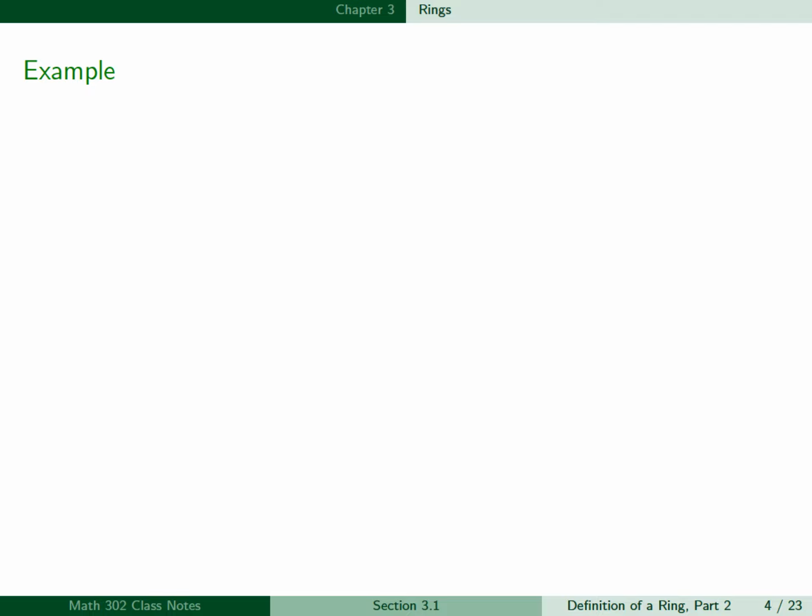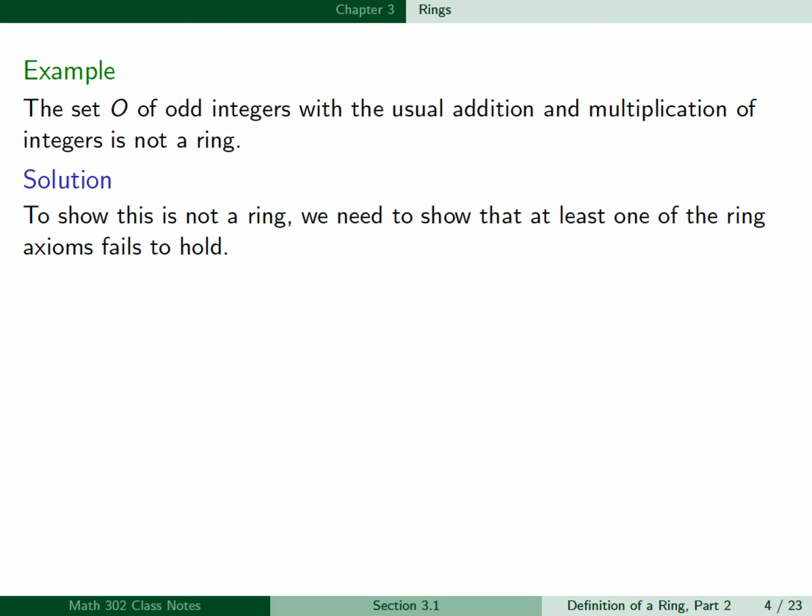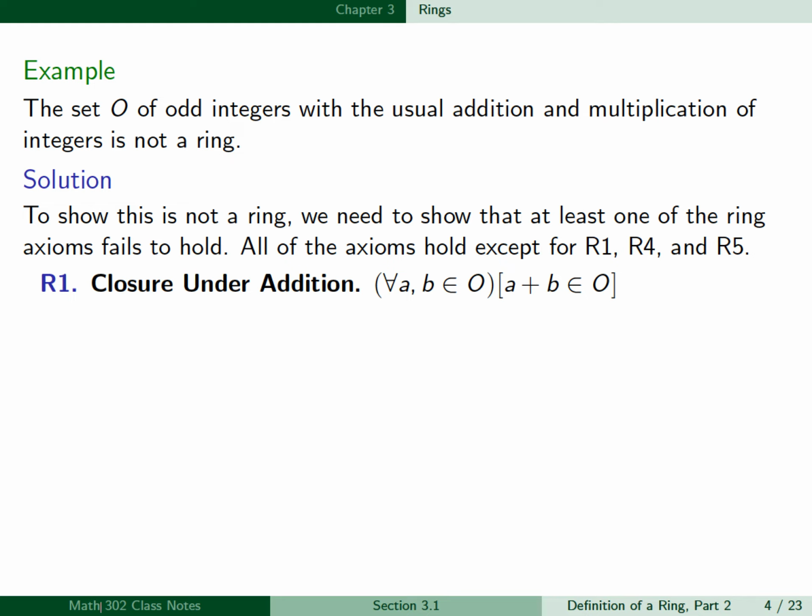For another example, let's look at the set O of odd integers with the usual addition and multiplication of integers, and this is not a ring. To show this is not a ring, we need to show that at least one of the ring axioms fails to hold. Now all of the axioms hold except for R1, R4, and R5, so we can pick any of these three. To show that R1, closure under addition, does not hold, well, this axiom states for all a, b in O, a plus b is in O.